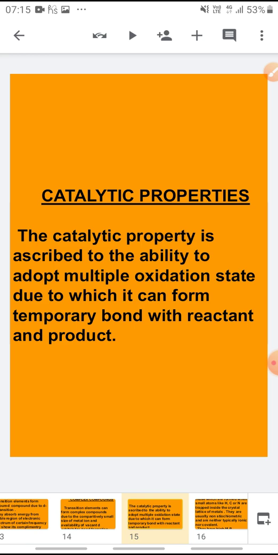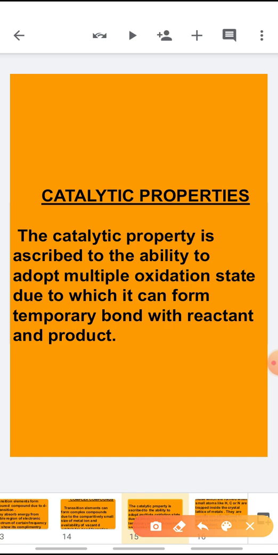Now, d block elements are also used as catalysts. What are catalysts? Catalysts are substances which increase the rate of chemical reaction. Now, how do they increase the rate of chemical reaction? By providing surface area for the reactants to react and form the product. Now, how can transition elements behave as catalysts? It is because of their ability to adopt multiple oxidation states, and they form temporary bonds with the reactant and the product.